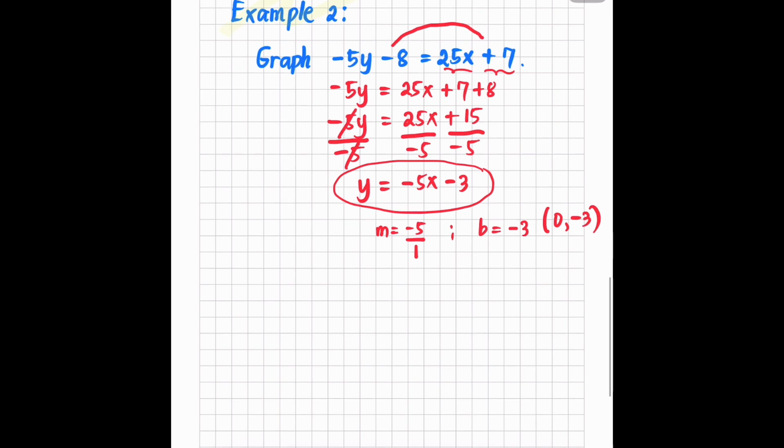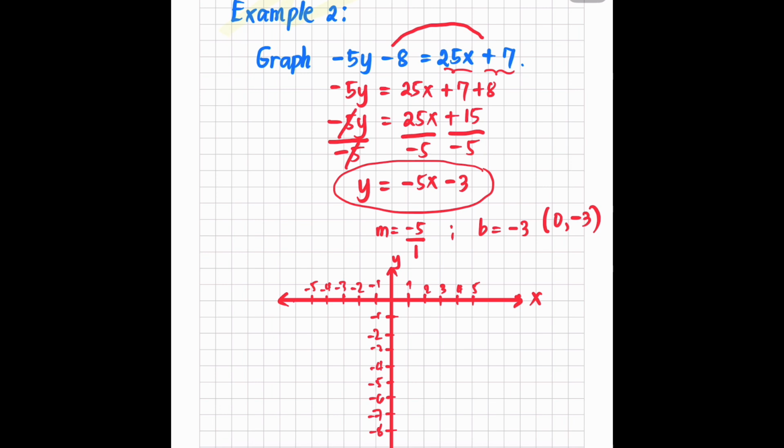Now let's draw the Cartesian plane. The first point that we need to plot is the y-intercept, which is (0, -3). So this is our y-intercept. That's going to be the first point. To find the second point, we need to apply the rise over run. So we need to apply the slope of -5 over 1.